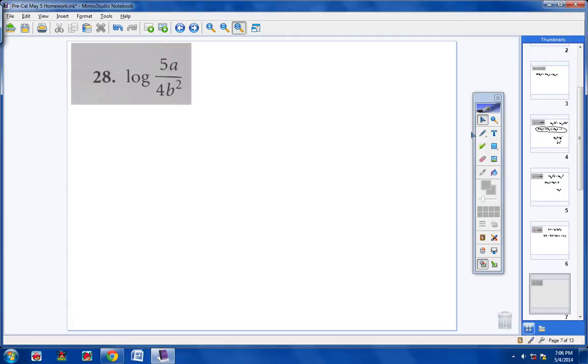Moving on to 28. Well, pretty redundant, but here we go. First of all, we have a quotient, so I'm going to write log. There's no base, so we know it's understood to be 10. Now, you don't need to write the 10. That's the nice thing about a common log. Okay, it's a little faster, but it is understood to be 10. Log of common log of 5a minus the common log of 4b squared.